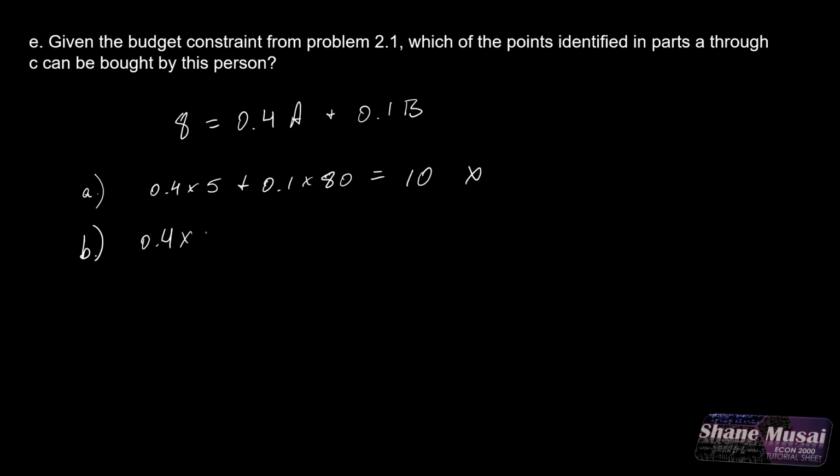Part B had 10 apples and 40 bananas. And if you calculate this, you should get $8. So we could purchase part B given our budget constraint.